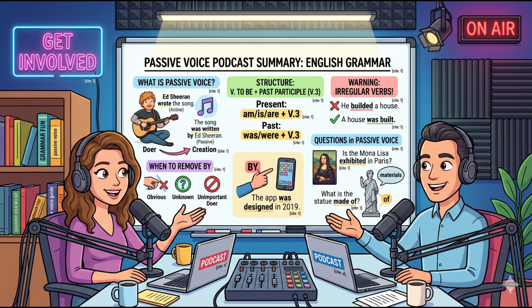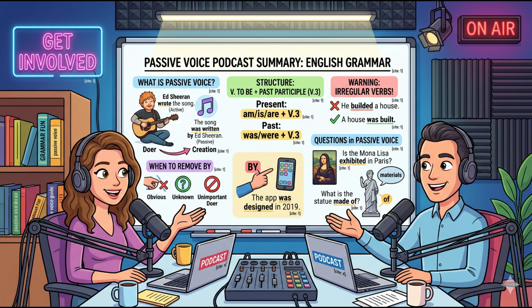Definitely. And while we're talking about the test, here is your ultimate make or break reminder. Do not just blindly add an ed to every verb. Oh, right, because the whole passive structure just collapses if you write "builded" instead of "built," or "writed" instead of "written." Exactly. You have to know those irregular past participles cold.